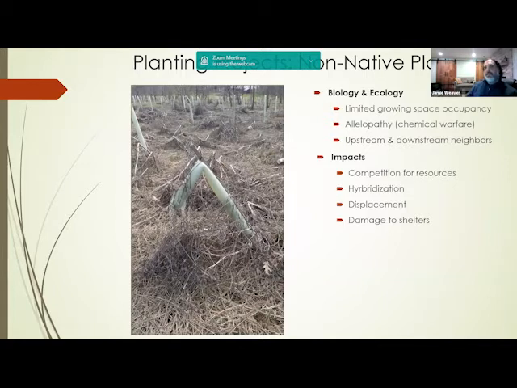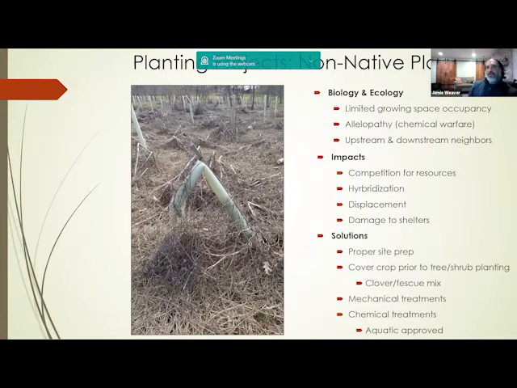they load the shelters and bend them down. That's obviously going to create deformities that the trees are not able to rebound from. There can be hybridization with some species, and obvious displacement. Without any natural predators or pests, non-native plants have a very distinct competitive advantage.